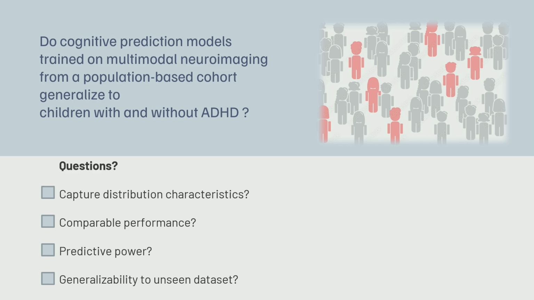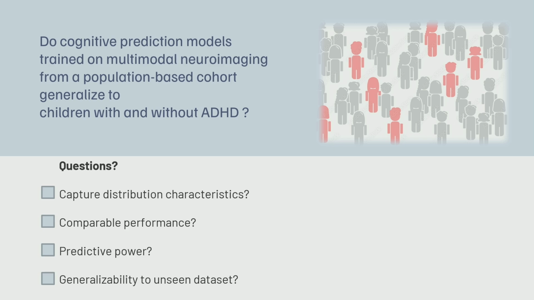So when we see that difference in cognitive performance, we thought that, okay, now that we're building these multimodal models based on population-based data, do they generalize to children with ADHD or not? And we had 4 specific questions. First of all, we wanted to see whether our models capture the distribution difference that we saw in the previous slide for the observed cognitive functioning scores.